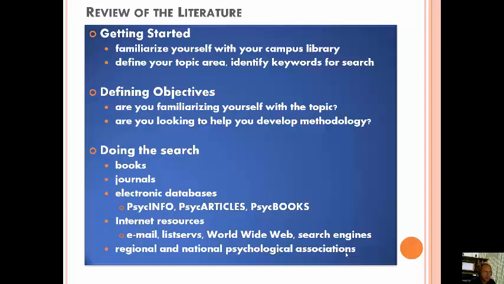We want to, of course, identify objectives. So this is basically stating your hypotheses. Are you familiarizing yourself with the topic? Are you looking to help you develop a methodology? And then doing the search itself: books, journals, electronic databases, and as I mentioned, we'll use PsycInfo or Psych articles. And then, of course, internet resources, email, list servers, the web, various search engines.